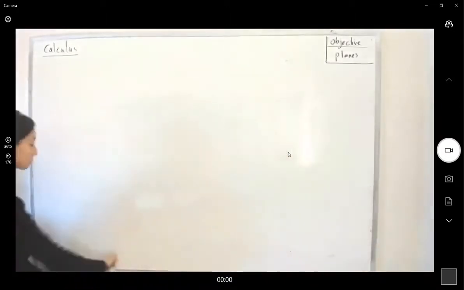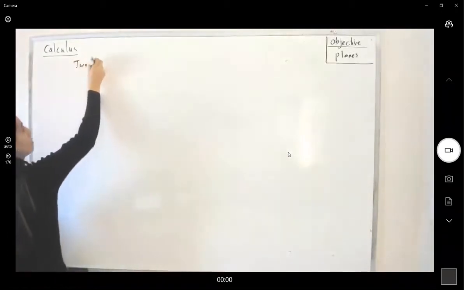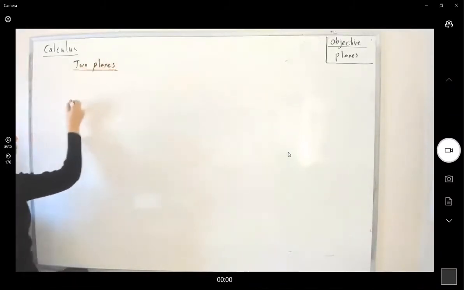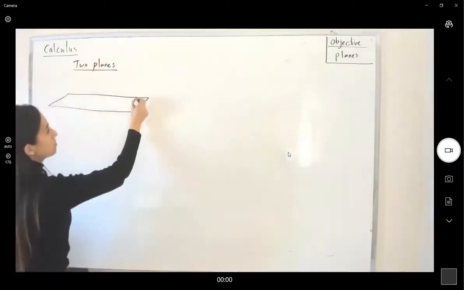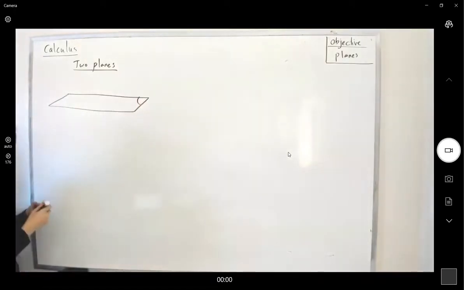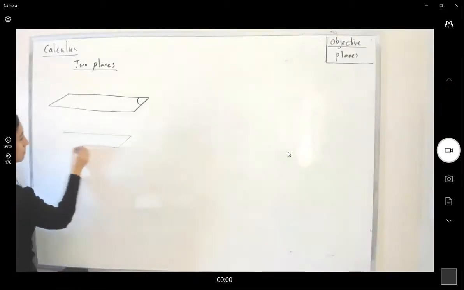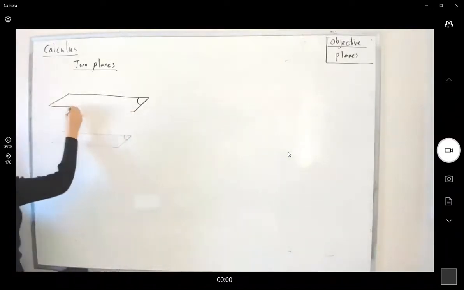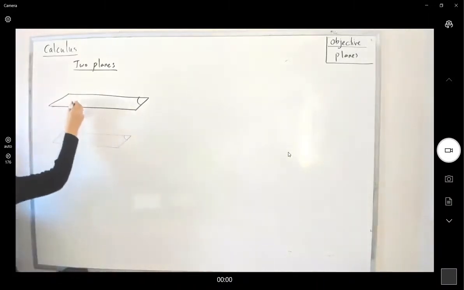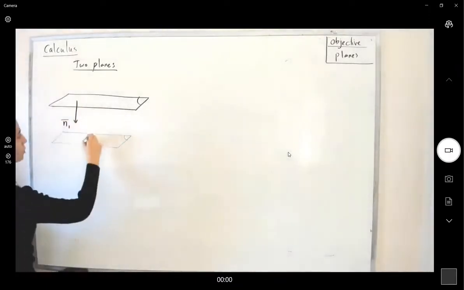If we have two planes, they're either parallel to each other. So two planes. This is your first plane. And this is your second plane. Let me use a different color. This is your second plane. Okay, the normal vector for the first plane, and the normal vector for the second plane. So this is your n1. This is your n2.